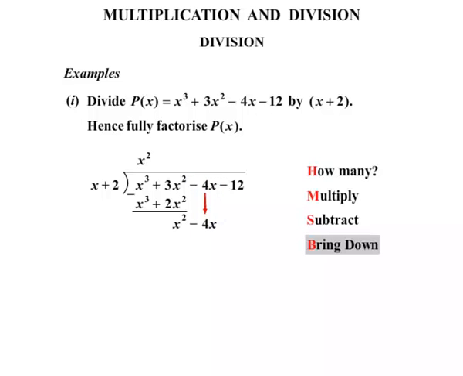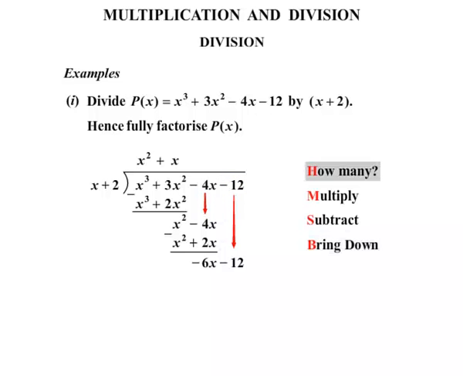Now it's just a matter of repeating those steps. So how many times? Well, that x, again, divided into the leading term of our next line. So x into x squared goes x times. So we write plus x. Then we move to multiply. So that plus x multiplies by the x plus 2. We get x squared plus 2x. And then subtract. So x squared minus x squared, again, that's gone. Like I said, if it doesn't go, we've got problems. Minus 4x minus the 2x is minus 6x. Our next stage is to bring down.